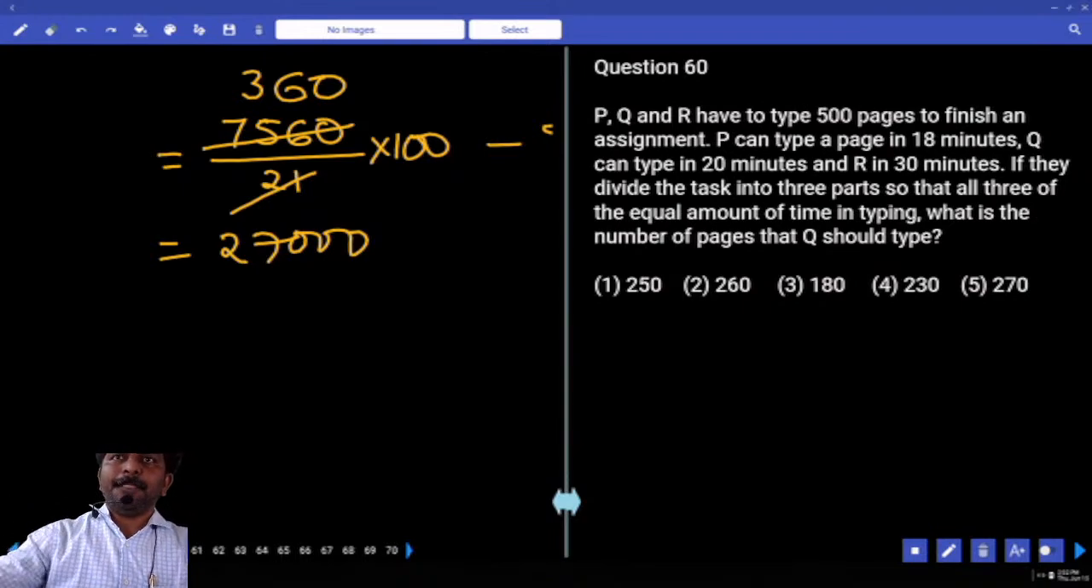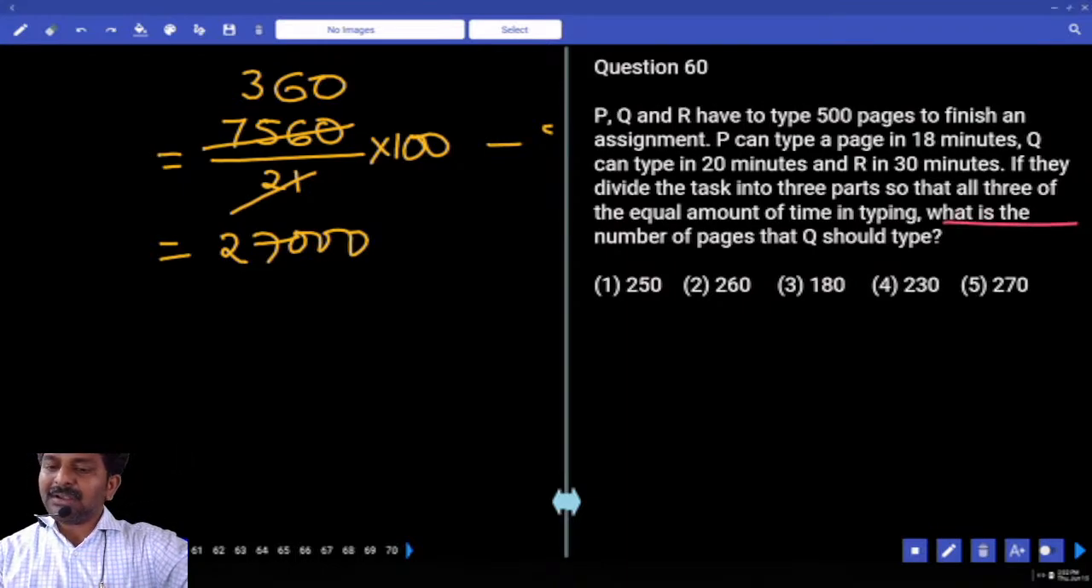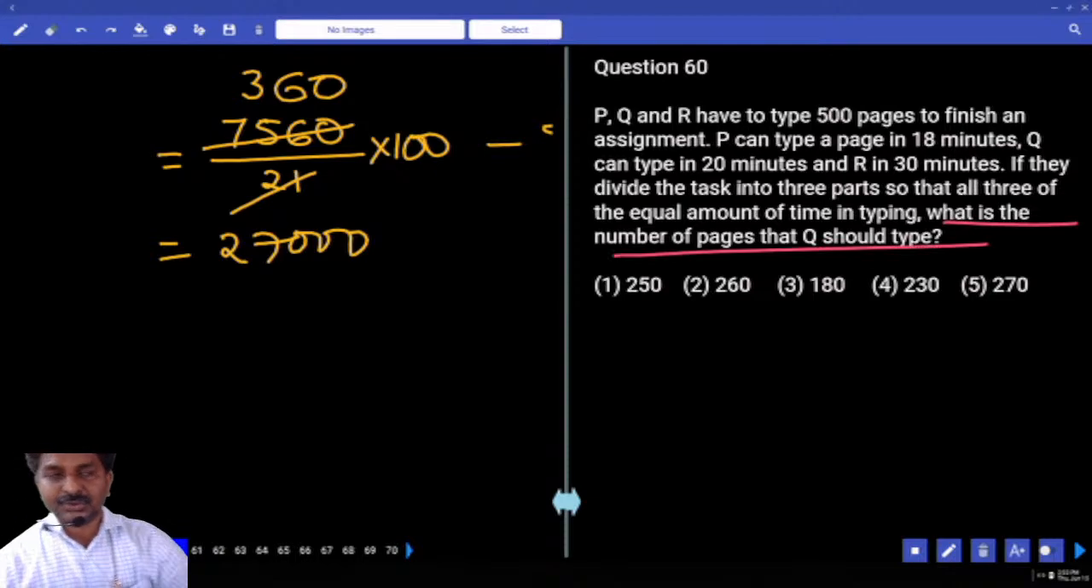All 3 started working together and finished the work. Correct? Yes, continue. What is the number of pages that Q should type?